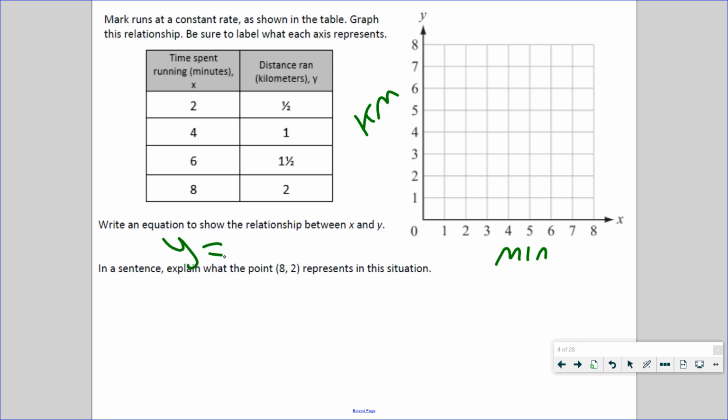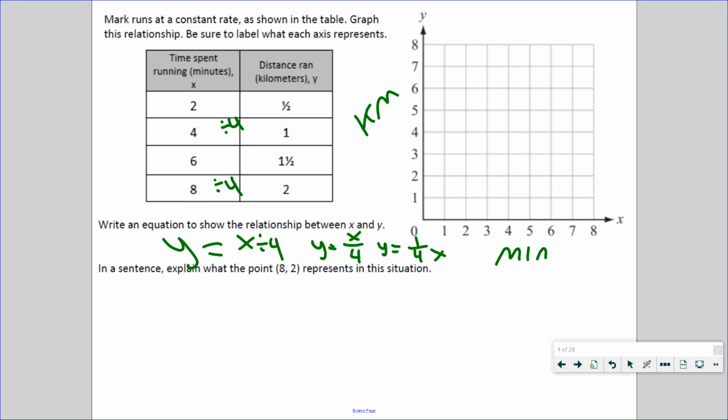So y equals what? What's the relationship between x and y? I'm going to skip the first row and go to the second row. 4 to 1. It seems like it's divided by 4. 8 to 2, divided by 4. 2 divided by 4 is 1/2. Oh, it is divided by 4. So y equals x divided by 4, or y equals 1/4 x. Because if we find the constant of proportionality, 2 divided by 8 is 1/4.